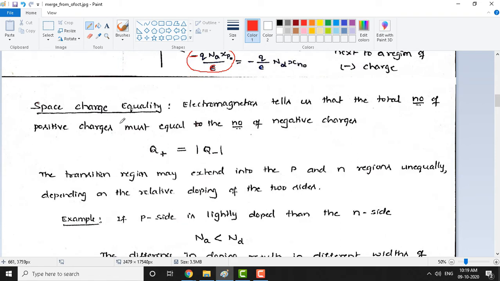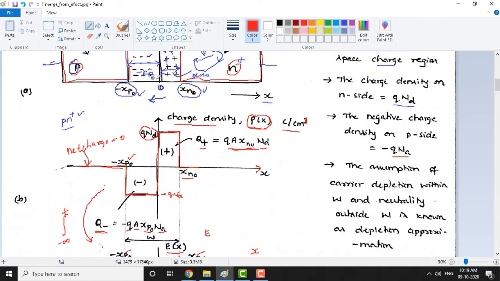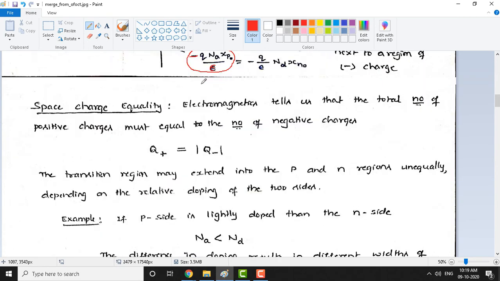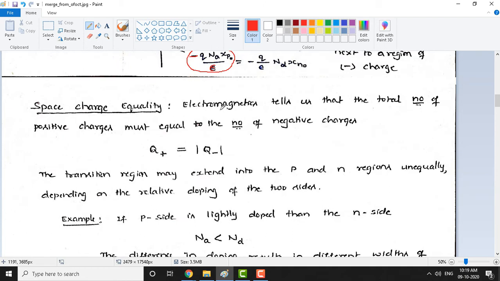Before that, let me explain the reason why the charge carriers penetrate into the p side and n side. Let me show that with mathematical reasons. Space charge neutrality: electromagnetics tells us that the total number of positive charges must be equal to the total number of negative charges. So what do we mean by this? According to the law of conservation, the net negative charge and net positive charge should both be equal.